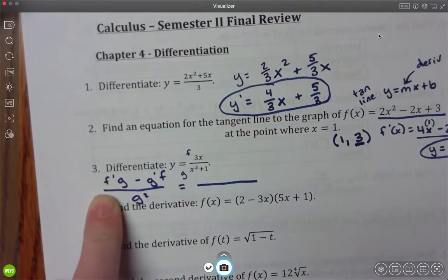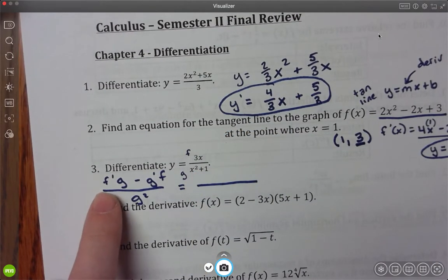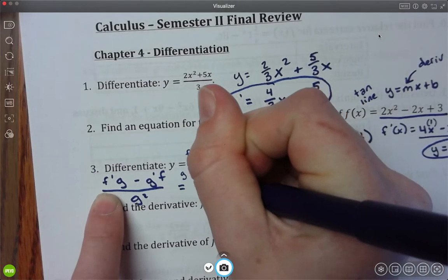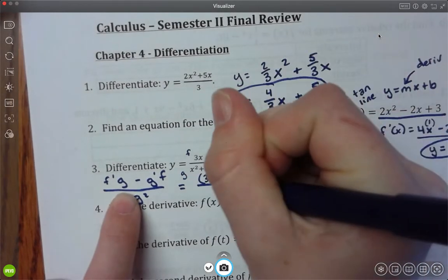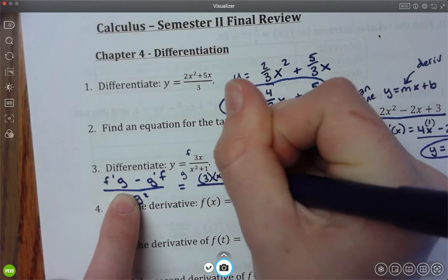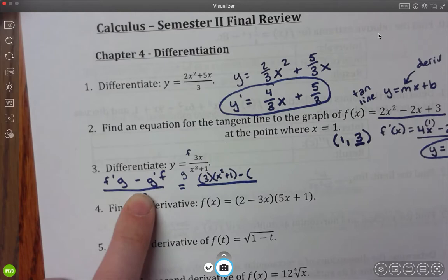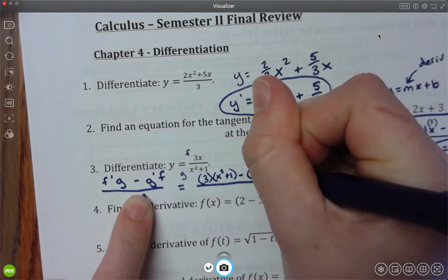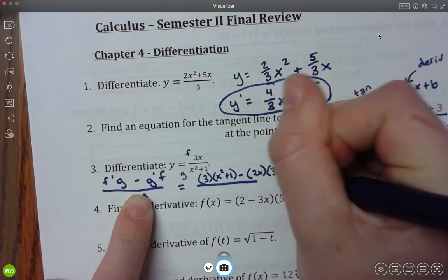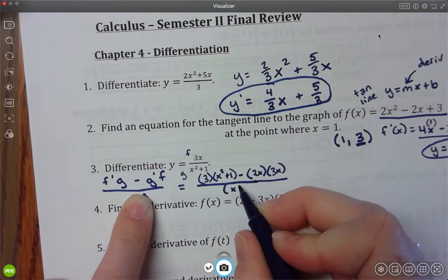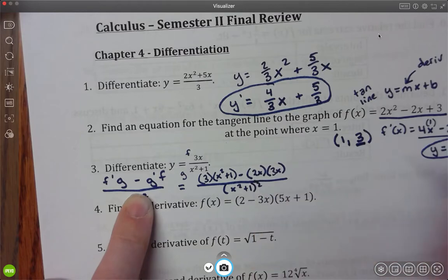Okay, this is kind of taking us back a little ways. Finding the derivative of f, or finding the derivative of the top, that's just going to be 3. And then we just rewrite our g, so x squared plus 1, minus g prime, so the derivative of the bottom, will be 2x times the top, which is 3x, and then all over g squared. And I'm just going to leave it as x squared plus 1 squared. Okay, so that's what it will look like.